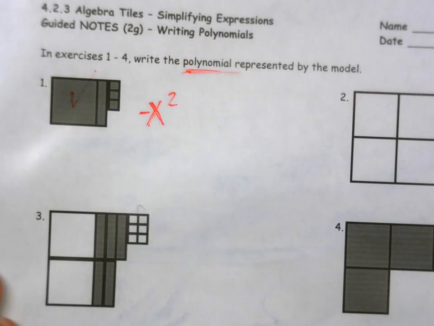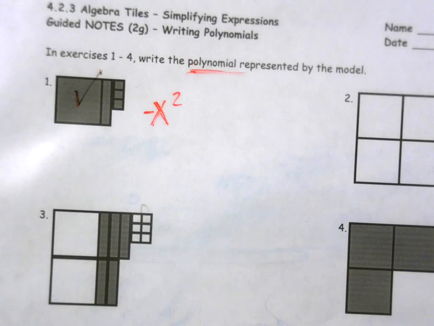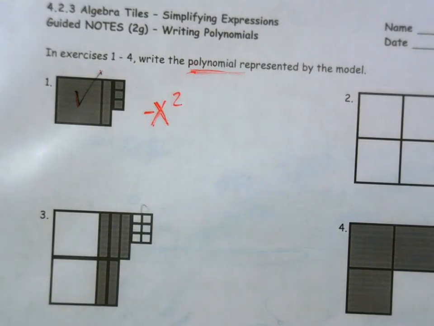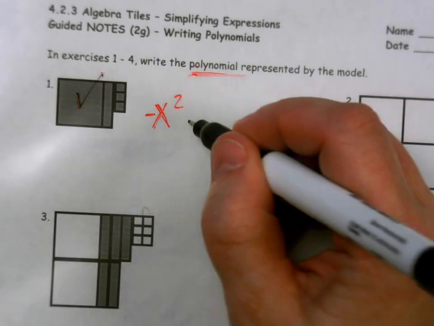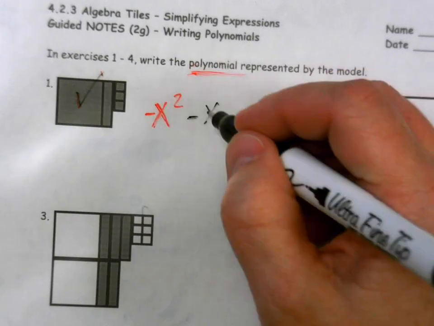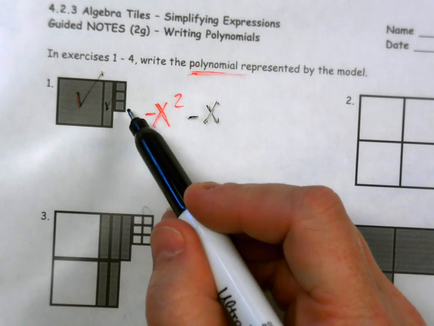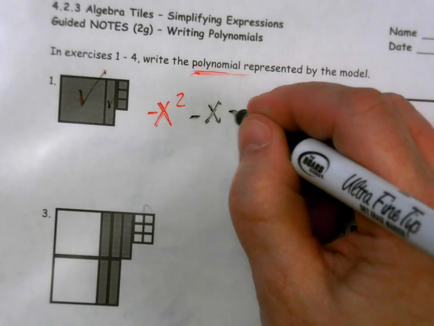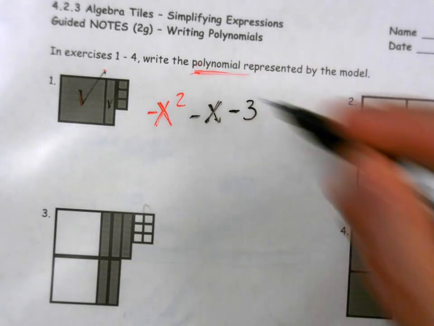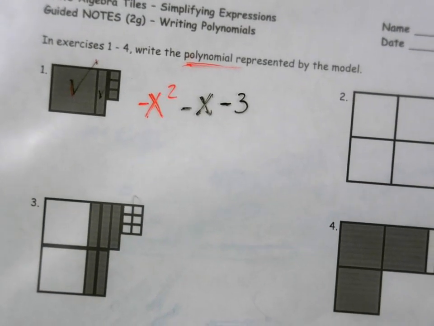So we got that box. Then we have a long rectangle. What's that going to be? A negative X, so minus X. Okay, and then we've got these three little boxes. What does that mean? That would just be negative 3. So I've got negative X squared minus X minus 3.